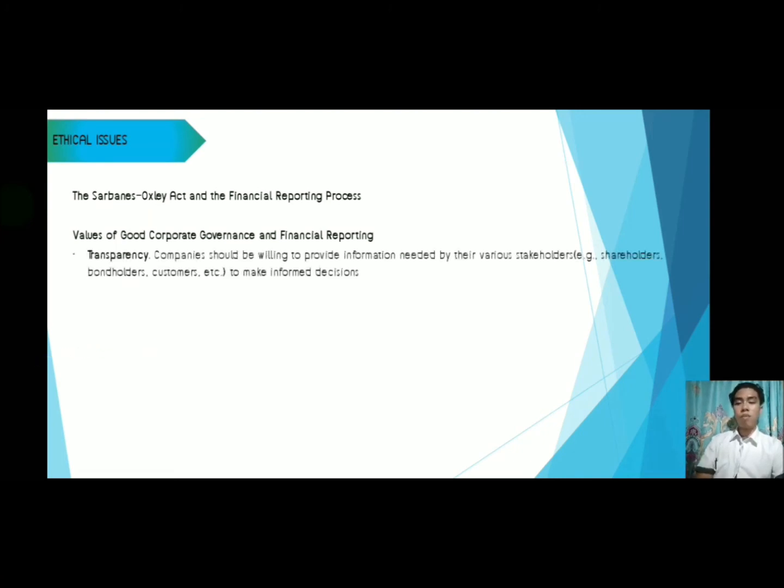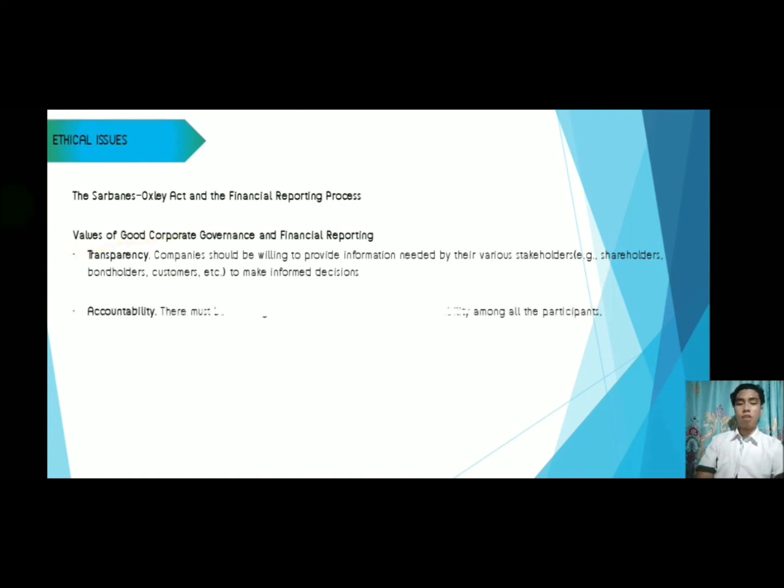Companies should be willing to provide information needed by their various stakeholders to make informed decisions. Information is transparent when it provides the user with a clear understanding of the results of the company's operations, namely its income and cash flows, assets and liabilities, and other aspects of the business.